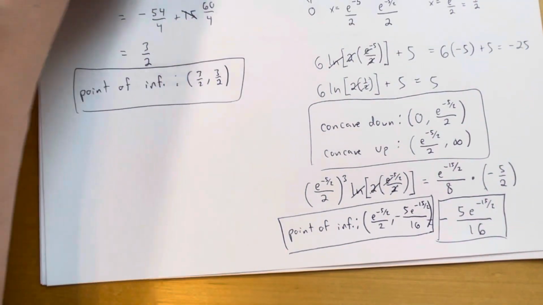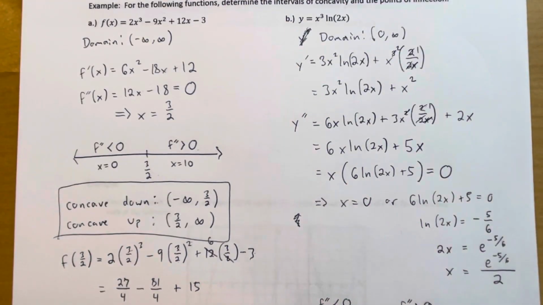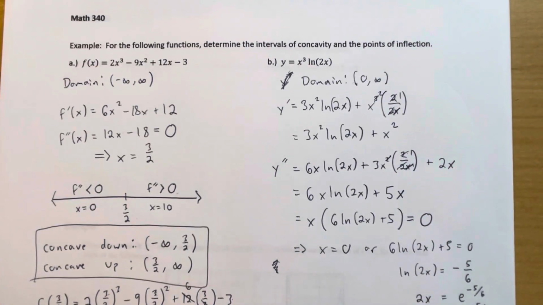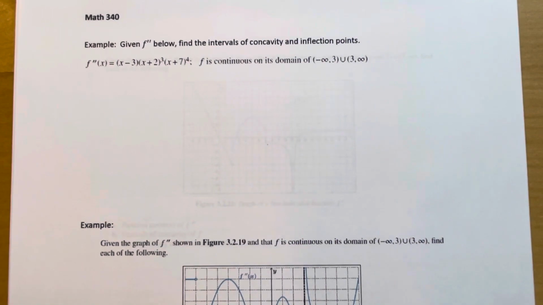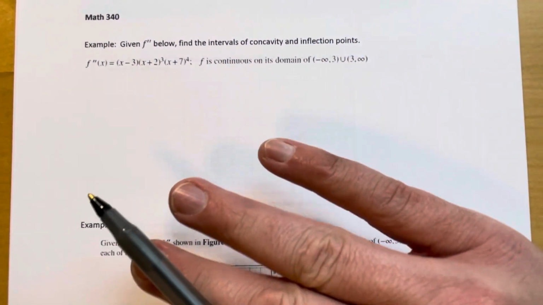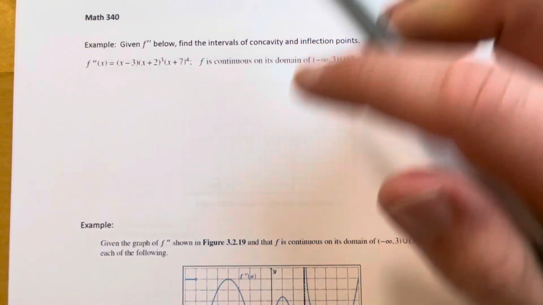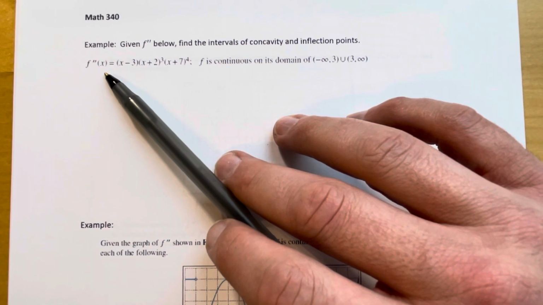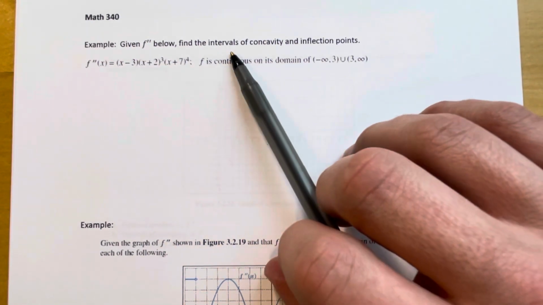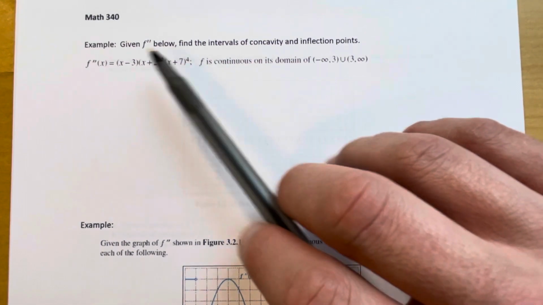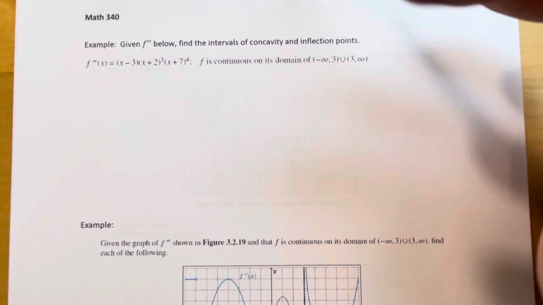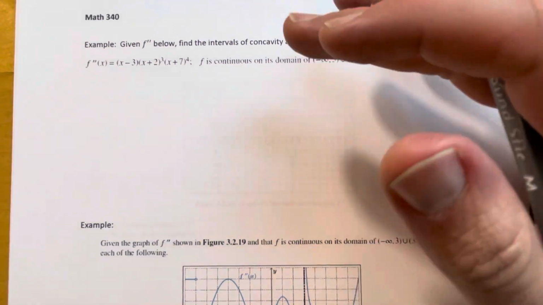There we go. All right, that was a significantly longer example because the function was a little bit more complicated than a polynomial would be, but it's the same basic idea. All right, let's look at this stuff from a couple different angles here. So in this example, we are not given f of x, but we are given f double prime. And we're asked to find the intervals of concavity and the inflection points of f, but with f double prime given to us. Okay, so this is the same idea.